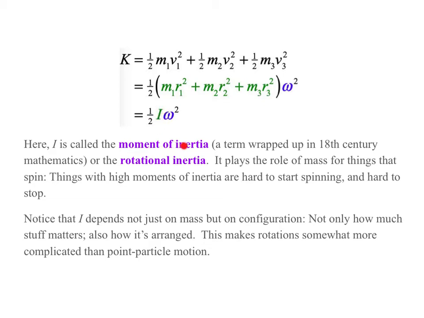And I is what's called the moment of inertia, which is an old-fashioned term wrapped up in 18th century mathematics. The more modern term is the rotational inertia. In other words, it's the equivalent of inertia for things that spin. It plays the role of mass for things that spin. Things that have high moments of inertia are hard to start spinning, and then they're hard to stop once they are spinning. It's like a mass, but it's not just the mass, and keep that in mind. Notice that it depends not just on how much we have, but how it's configured. Things that are further away from the rotational axis carry a greater weight in computing I. All of this is what makes rotation somewhat more complicated than the point particle motion that we've studied.